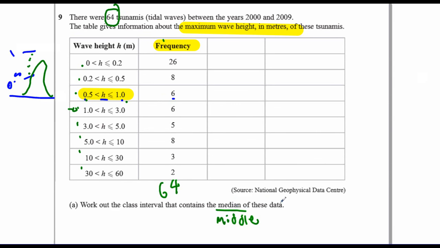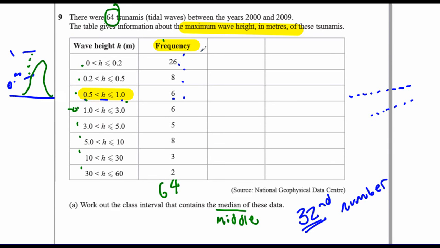Now what's the middle of 64? Well, that's 64 divided by 2. The middle is going to be the 32nd number. Now if we had all our numbers as they were to start with, just normal numbers, we could count up and get the 32nd number. Now we don't have that, I'm afraid. All we have is that there's 26 in the first group, then there's 8, then there's 6, etc. But what we can do is think how many we had at the start of a group and how many at the end.